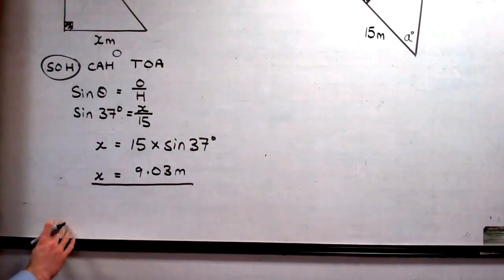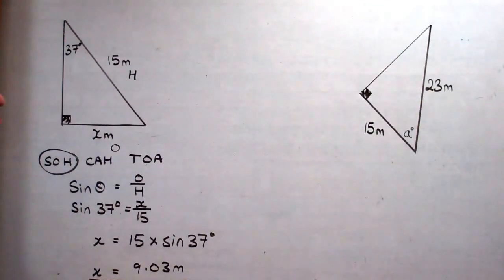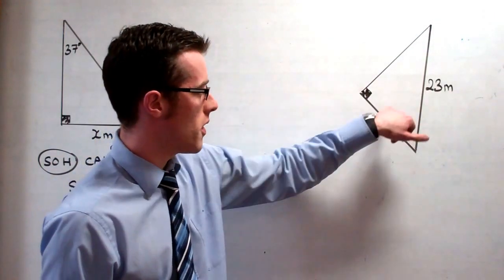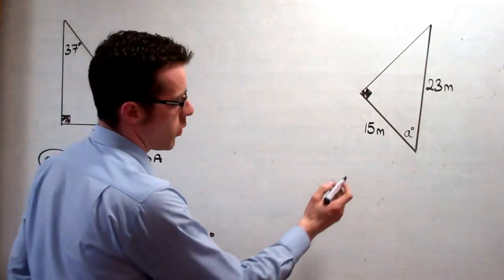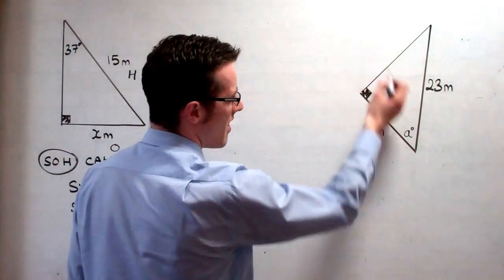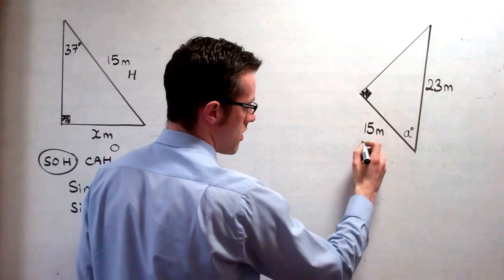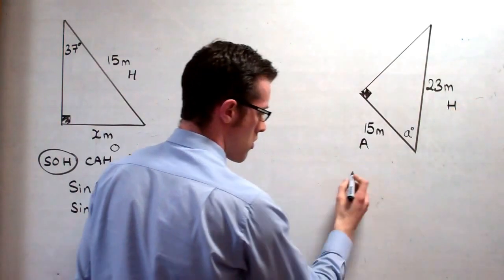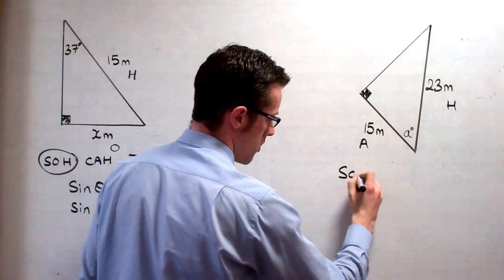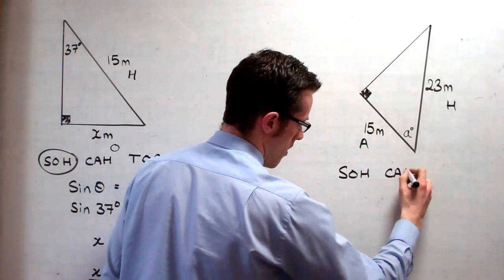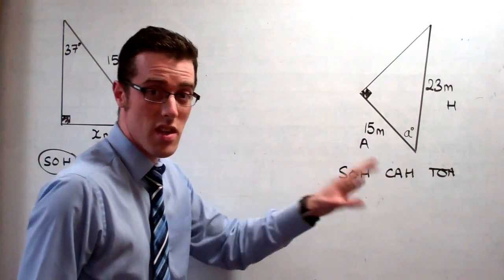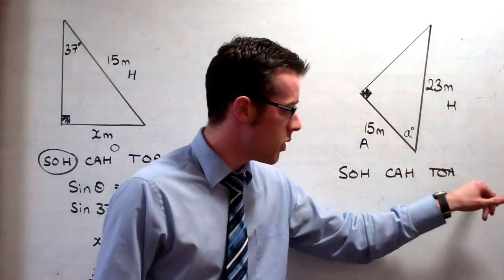Alright, so the next one is looking at finding an angle. So here we can see the missing angle is A, and we've got 15 and 23. Now we have to work out what sides these are. So we don't have the opposite, but we've got the adjacent, and we can see that this side is the hypotenuse. So it's always a good help to write out SOHCAHTOA so that you can see it in front of you, and then you can see which one you're going to pick.